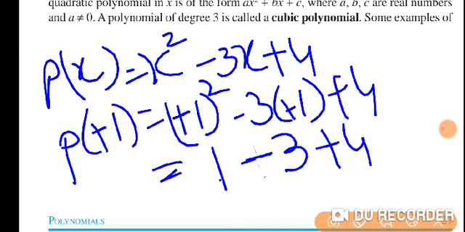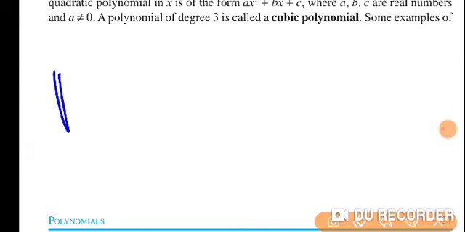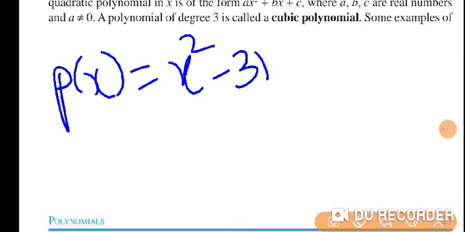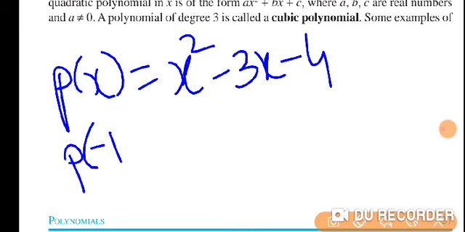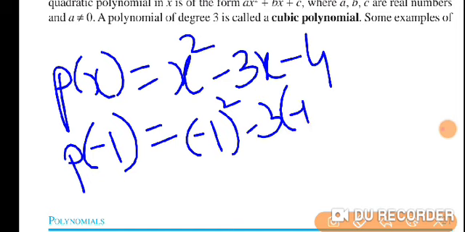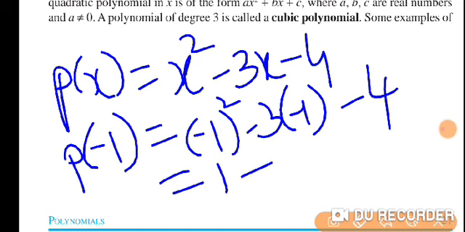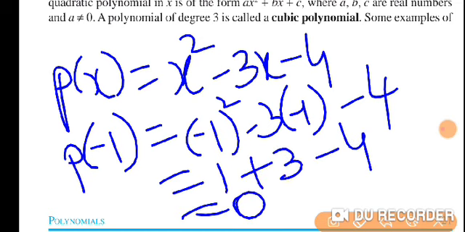Sorry, I made a mistake in the question. I wrote the question wrong. I'll rewrite it again. Sorry. x square minus 3x minus 4. That was the question. Am I right? So, p of minus 1. Minus 1 square minus 3 into minus 1 minus 4. 1 plus 3 and minus 4. I will get 0 as the answer, which means p of minus 1 is 0.